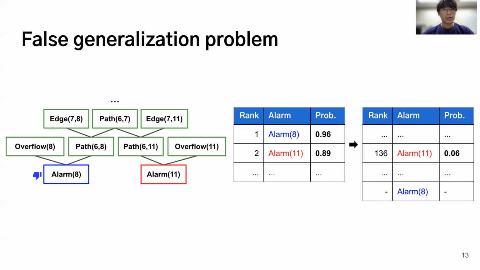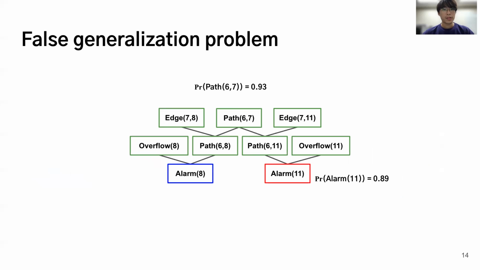Literally, the problem is due to falsely generalizing the feedback from the user to suppress true alarm ranking. The figure describes the probability of nodes or random variables in the Bayesian network. Although computing the probability of every node is possible, we only show it for path 6, 7 in the top middle and the true alarm in the bottom right. Note that the true alarm 11 is marked with rather high probability 0.89.